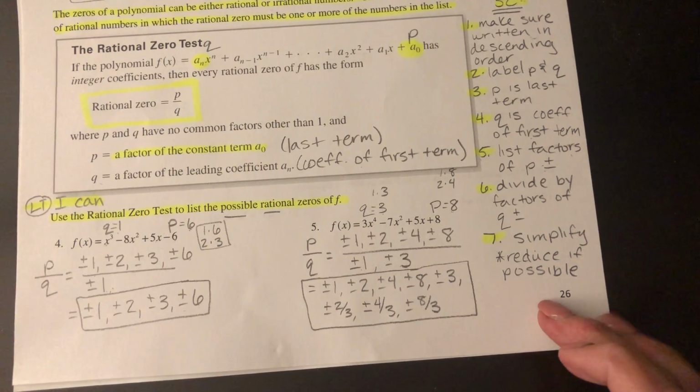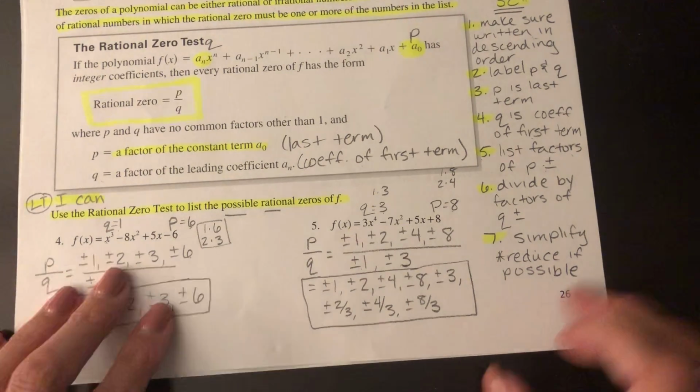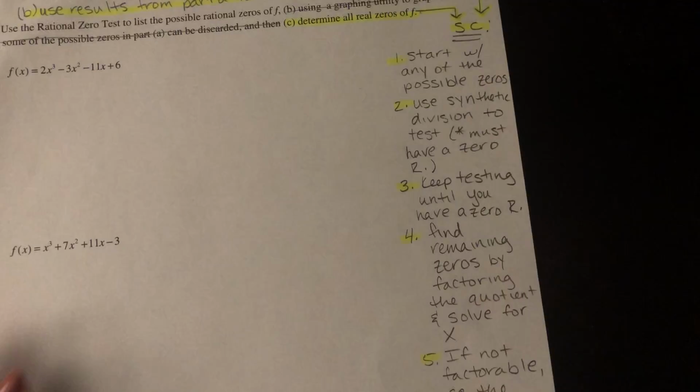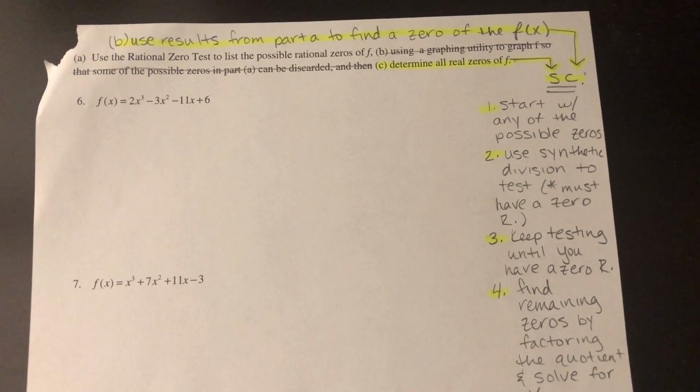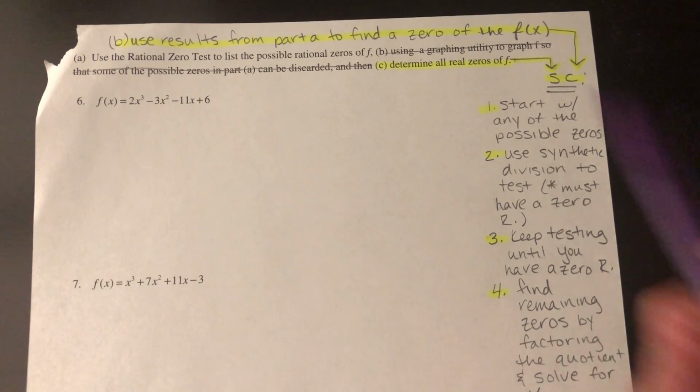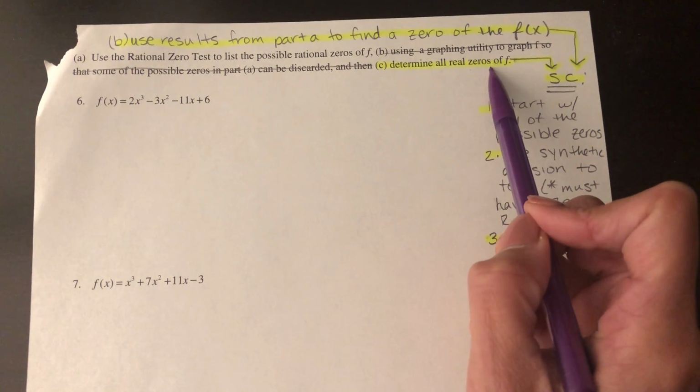All right, that's the rational zero test. Let's turn the page and use this rational zero test to go ahead, and now we're actually going to find the zeros. So the fundamental theorem of algebra, just to recap, tells us the total number of zeros, and then we can use the rational zero test to find all the possible rational zeros, and then we can use those possibilities finally to determine all the real zeros.